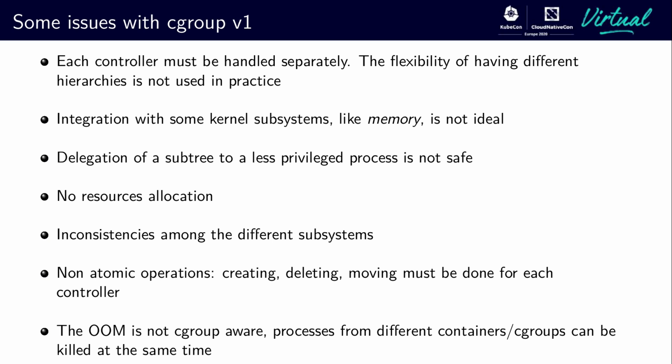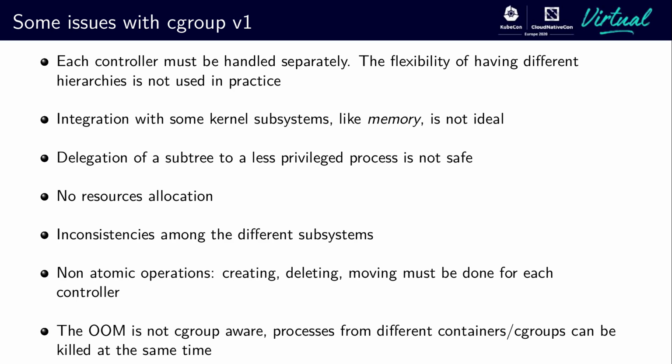As we saw, the setup is not an atomic operation, since a process must be configured for each controller separately. Another big issue affecting Kubernetes is that the OOM killer is not cgroup aware. If there is an out of memory situation, and given different processes with the same OOM score, the kernel will terminate these processes without taking into account to what cgroup they belong.